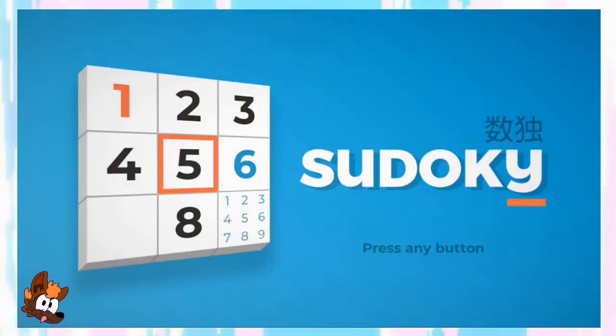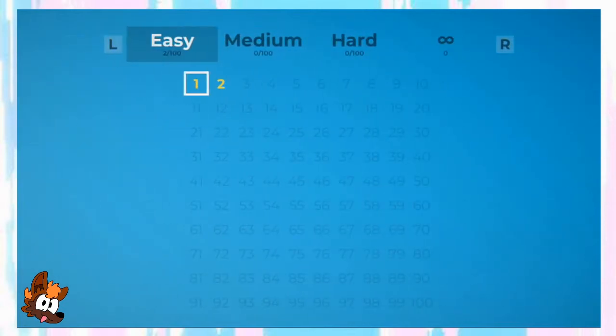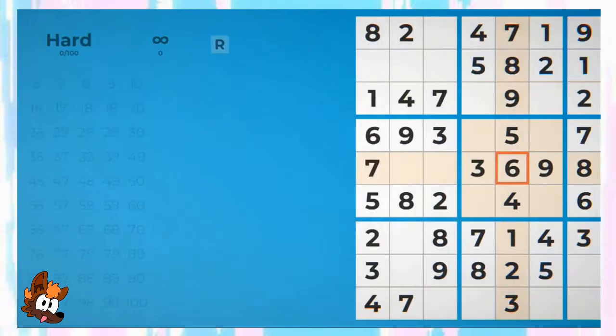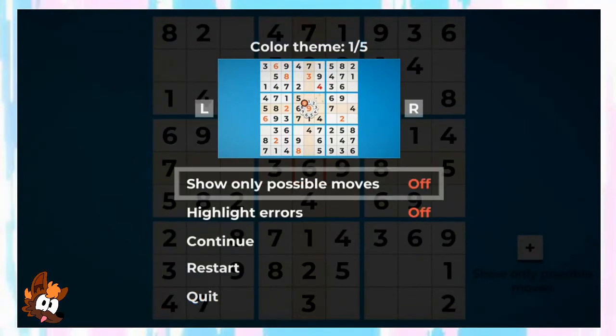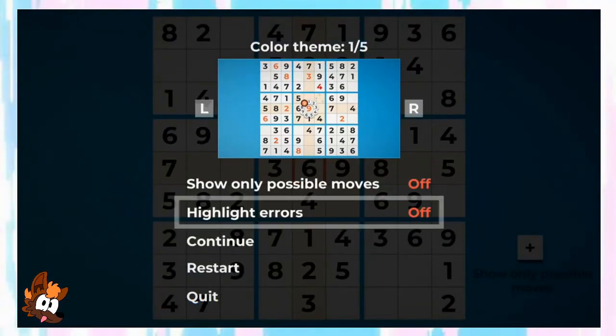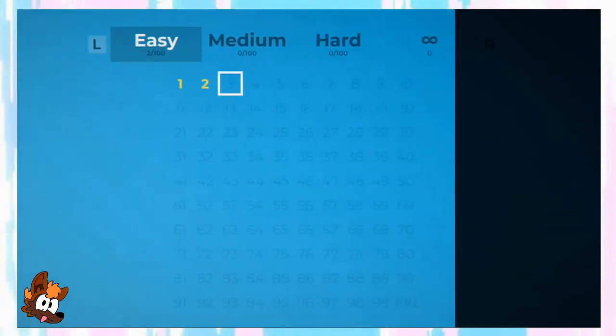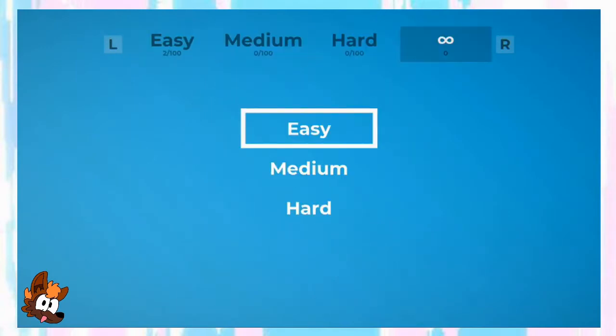It's basically Sudoku, really. I just wanted an excuse to play some Sudoku. So here we are, and I've already done a couple of the easy puzzles. It's Sudoku with, if we go back, one where you can show all the possible moves, one where you can highlight errors, and also unlimited puzzles.